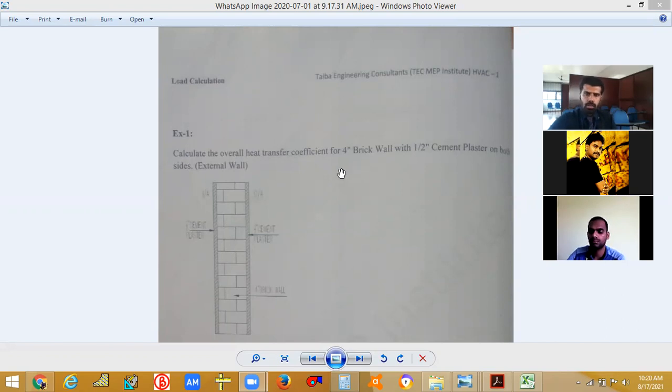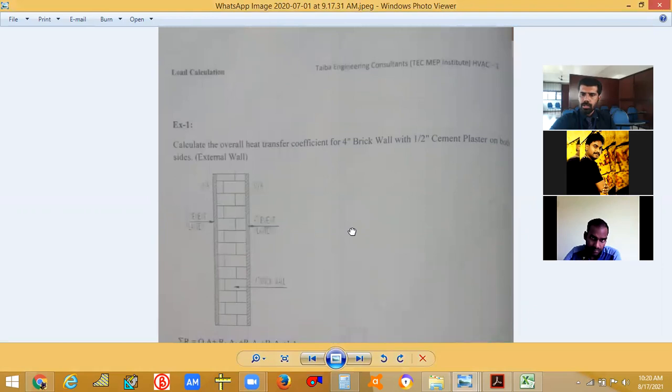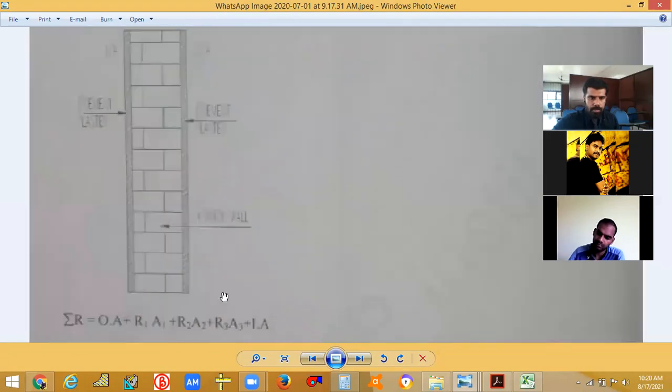So, will you be able to answer this? What else do you need if you want to answer this? You need the tabular column, right? You need to know the resistance, right? If you know the resistance, you will be able to answer this. Correct. So, what is the formula? You can write this formula.